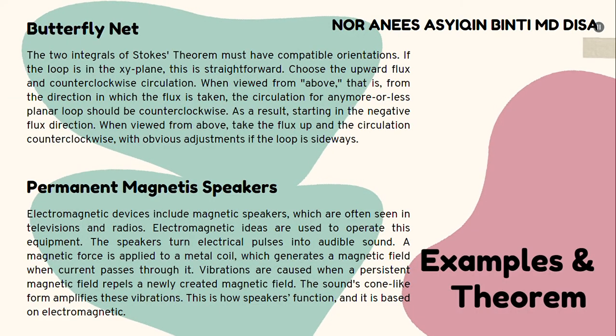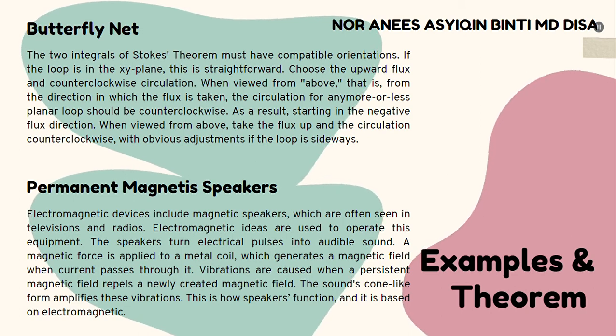Next, examples and theorem is the butterfly net. Stokes' theorem requires that the two integrals have the same orientation. This is easy to do if the loop is in the xy plane. Choose upward flux and circulation in a circular direction.